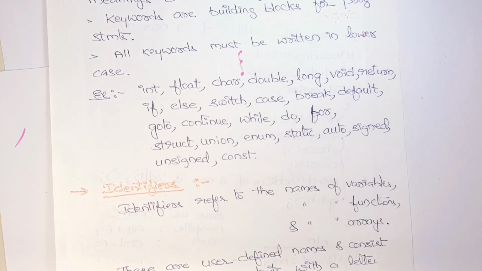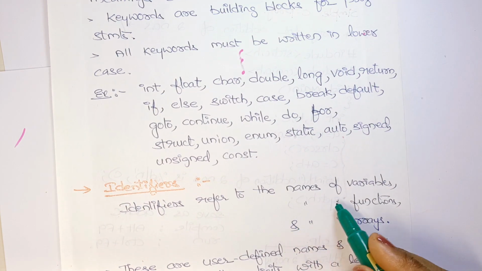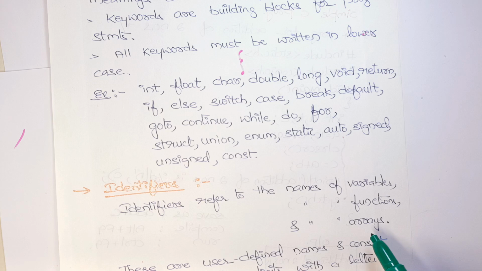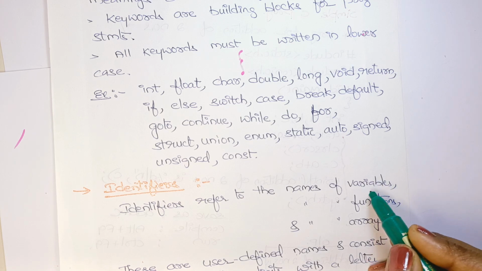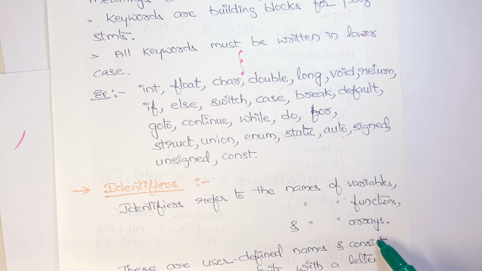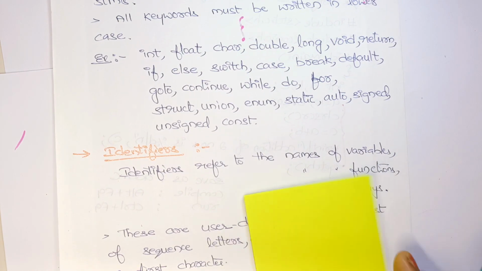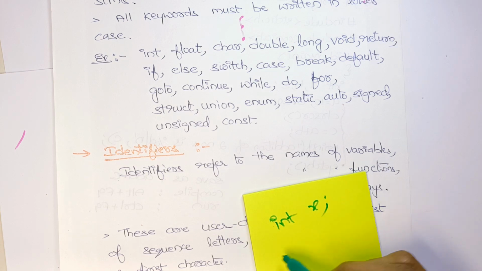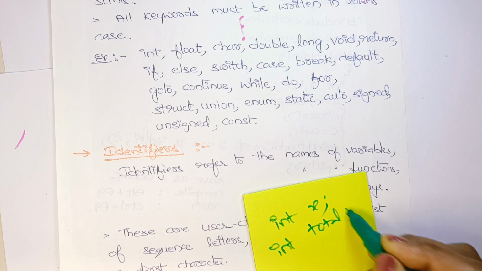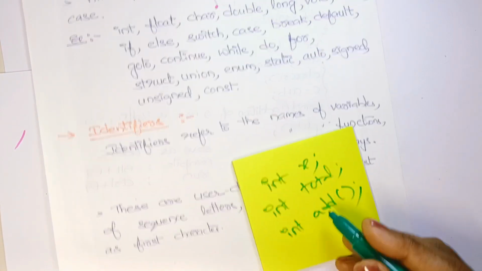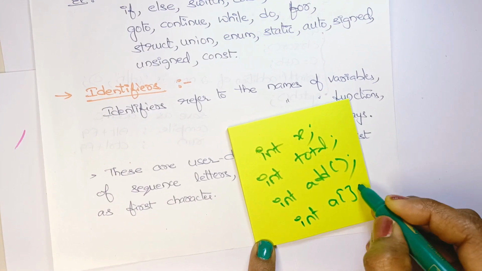Next are identifiers. An identifier refers to the names of variables, names of functions, and names of arrays. So an identifier may be a variable name, a function name, or an array name. These are user-defined names. Whatever name you want, you can use. For example, for a variable name you can give int x, or int total, and so on. Function names and array names work the same way. All are user-defined names.